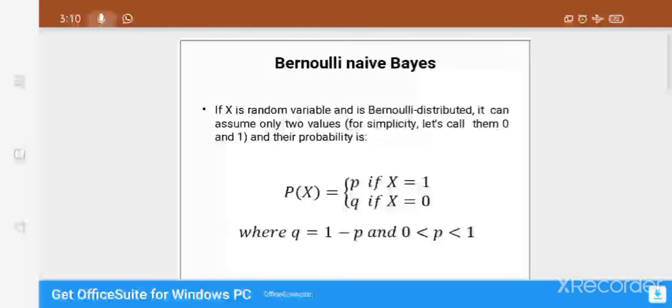First is the Bernoulli Naive Bayes. If x is a random variable and is Bernoulli distributed, then it can assume only two values, 0 and 1. As Bernoulli is a binary distribution, it assumes only two values and two probabilities. So the probability of x will be p if x equals 1, and it will be q if x equals 0, where q can be 1 minus p, ranging from 0 to 1.